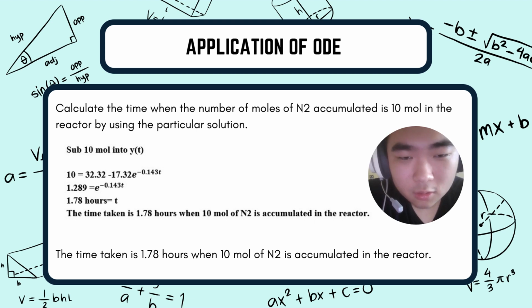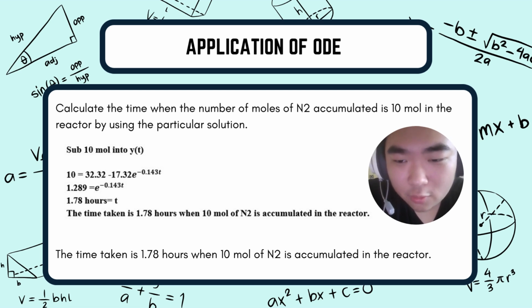The application of our ODE is to calculate the time needed to accumulate certain moles of nitrogen in our reactor. Here is the hypothetical question that we set up: calculate the time when the number of moles of nitrogen accumulated is 10 moles in the reactor by using the particular solution. How do we solve it? We substitute 10 moles into our y(t), and now we have an equation: 10 equals 32.32 minus 17.32 exponential negative 0.143t.